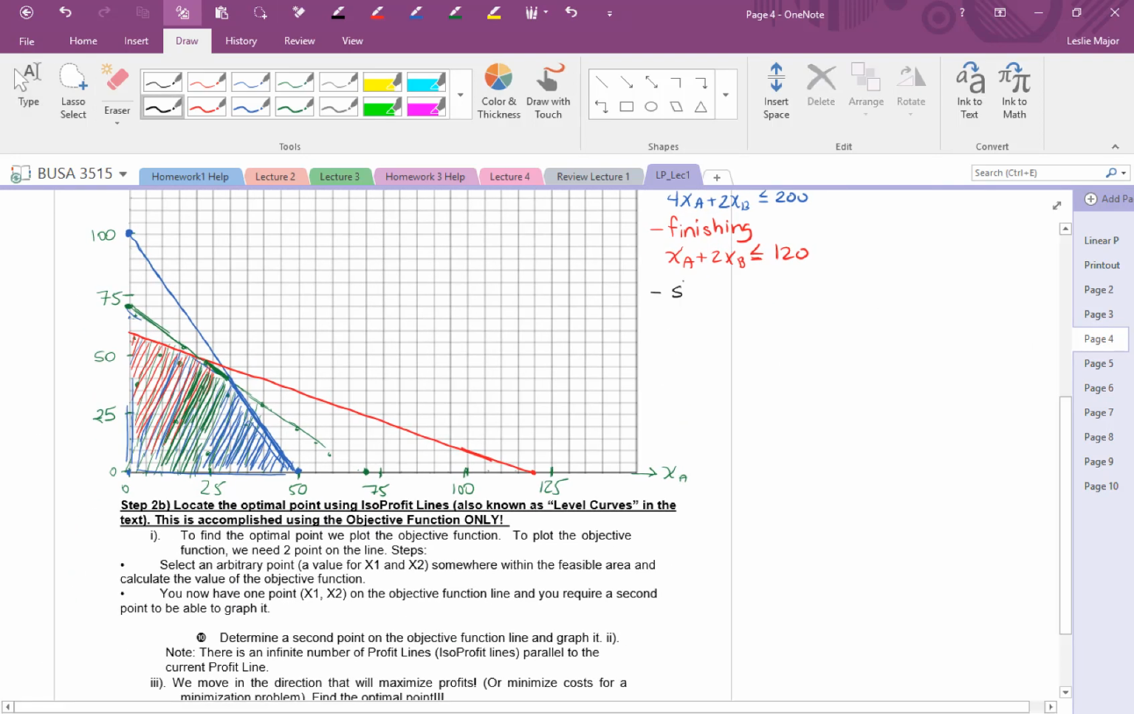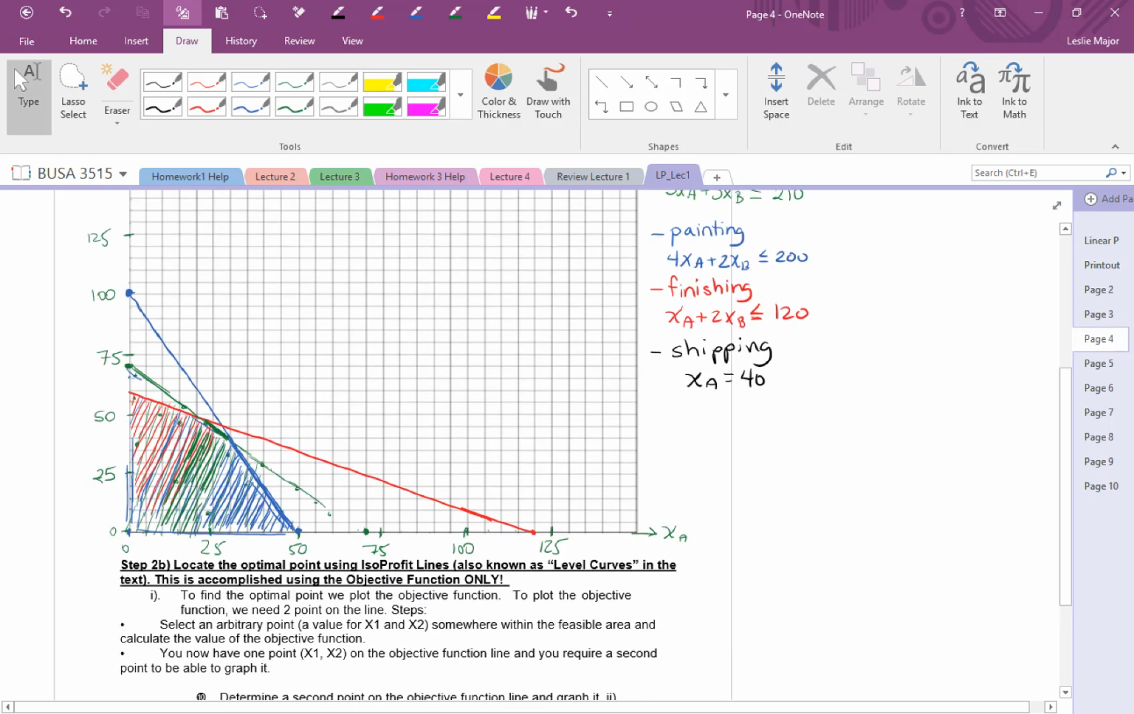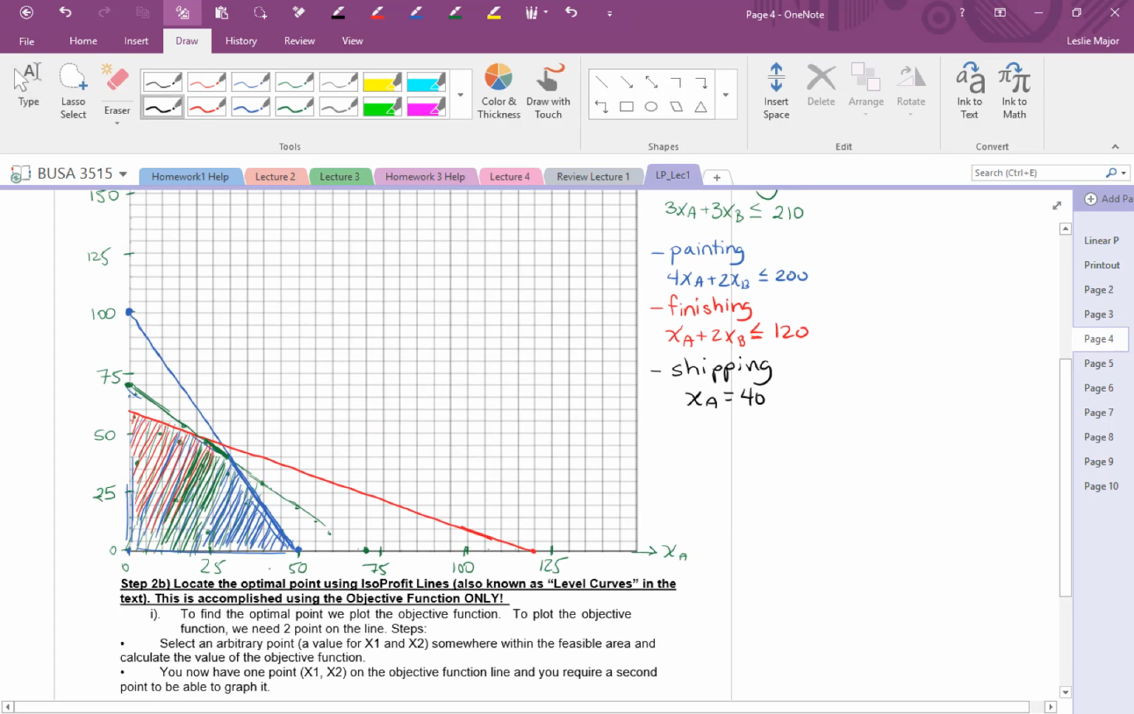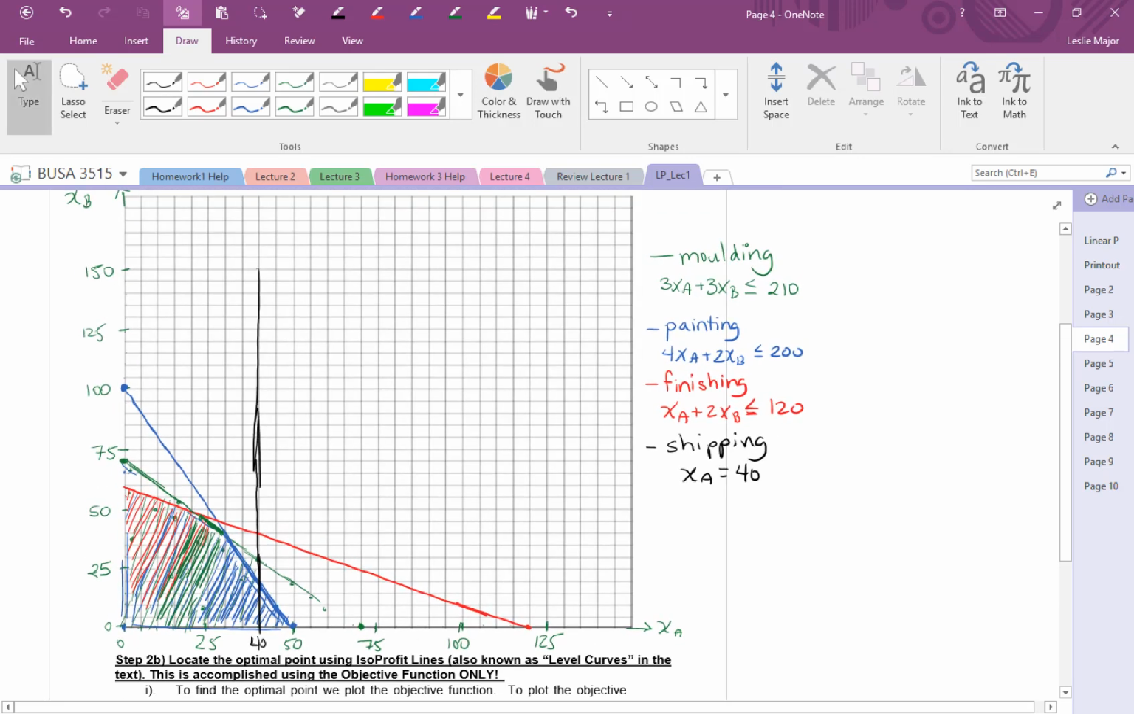So for our shipping, first of all, we're going to deal with XA equal to 40, and then we're going to refine it to be less than or equal to 40, just like the other ones. Now 40 is right here. Here's our 40 for XA. And that gives us a vertical line where XA is always 40, no matter what.